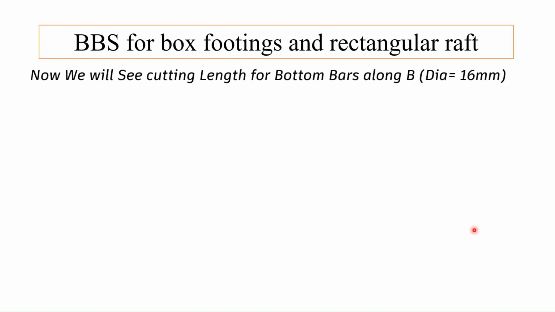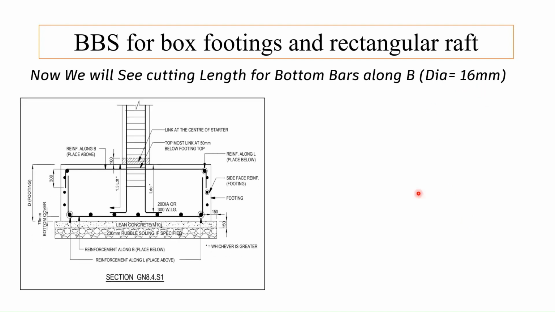Now we will see cutting length for the bottom bars along B. The dia given for the bottom bars is 16 mm. Now here is the section of our box footing. So this is our bottom bar. From this drawing what we can say is this vertical length is the depth of footing minus 2 into cover. This length is also depth of footing minus 2 into cover, and this length will be equal to dimension of our footing minus 2 into cover.